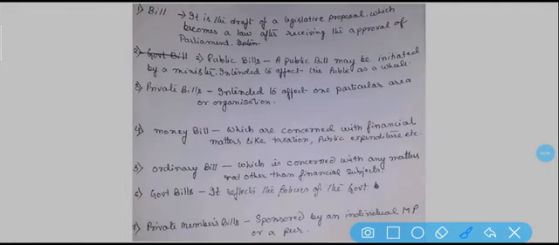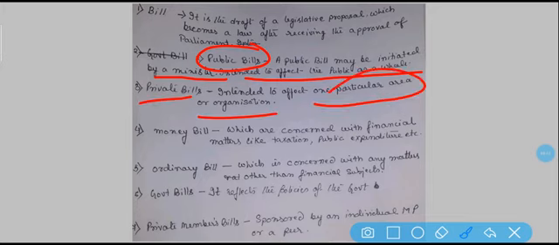Public bills means a public bill may be initiated by the minister. It is always taken care of by the minister, and suggestions are given by the minister. It intends to affect the public as a whole, meaning whatever the situation going on in our country, what the public needs, what the citizens need, is discussed under public bills by the ministers. Private bills means when a particular organization or a particular area needs to discuss something and needs some laws, that is known as private bills.